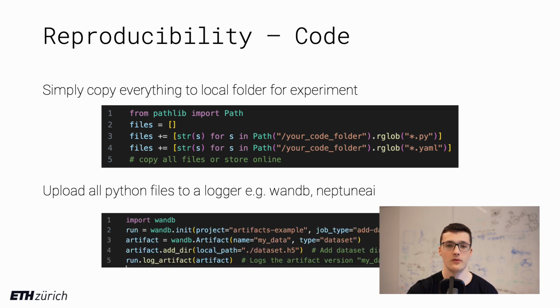Instead of just copying them over to a local folder, what is even more recommendable is uploading them to an online logging framework, where, for example, Weights and Biases or Neptune AI can help you out. You can just upload all of your code online, and then you have this stored in a database and can always go back when you see the results of an experiment. You know with which code and which configuration the code was executed.